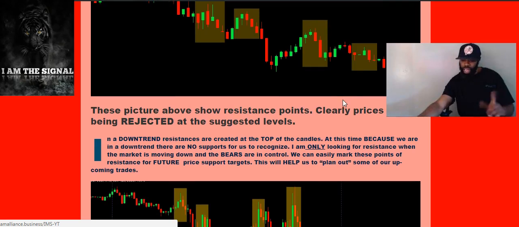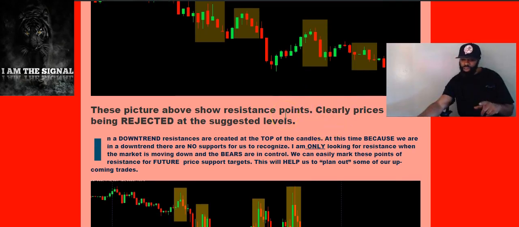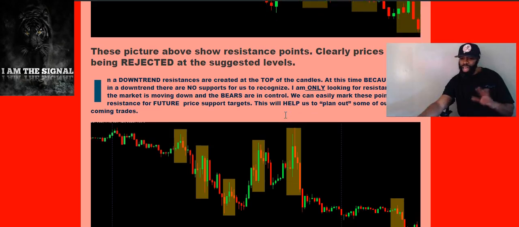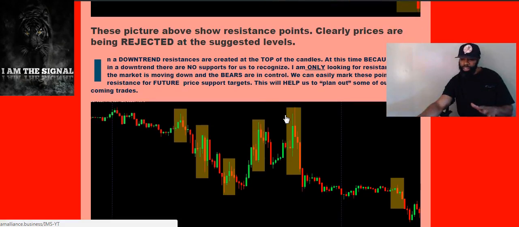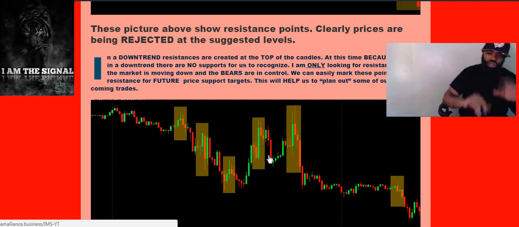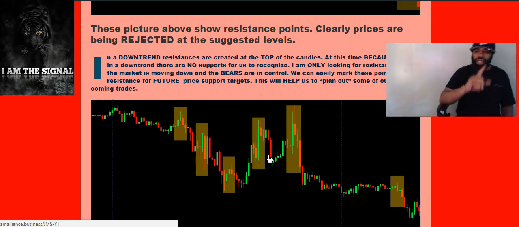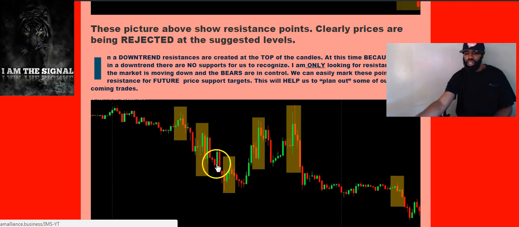All right? At this time, because we're in this downtrend, we're not going to even recognize any support levels, right? We're not going into support at all. We're only looking at what the resistance levels are. Because support doesn't matter in the downtrend, because the market is moving down. We expect there to be less support, right? We're looking at the resistance on top in the downtrend, right?